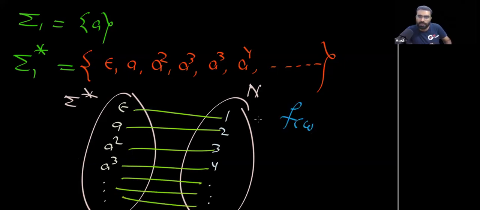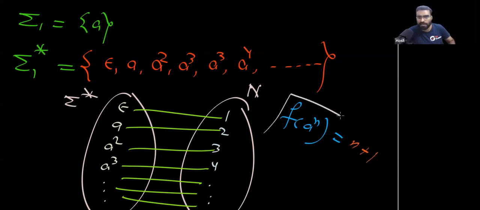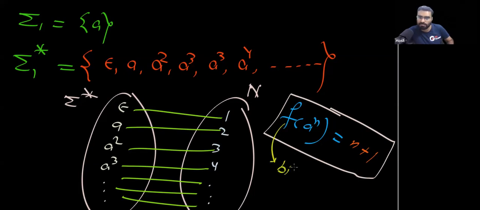So tell me, what is F of w? Or I can say, what is F of a power n? That is n plus 1, right? Yes or no? F of a power n is n plus 1. And this is a bijective mapping. This F is a bijection.